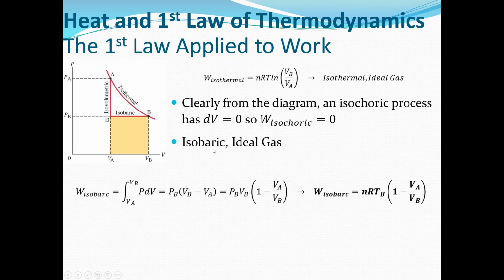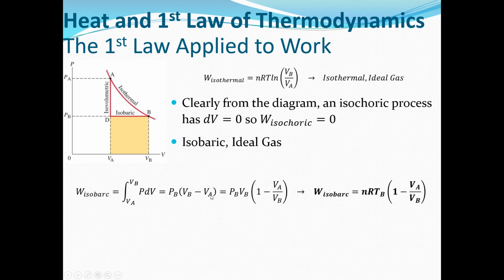So if we go back to the equation of it being the integral of p dV, now pressure is going to remain constant. So here I can actually pull it out from the integration, and then I'm just integrating dV, which just turns into VB minus VA.